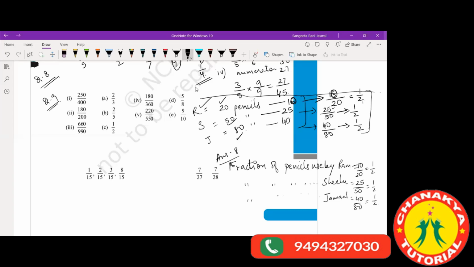So this implies, we can write this with an arrow, this implies that all of them used an equal fraction of pencils. Okay.